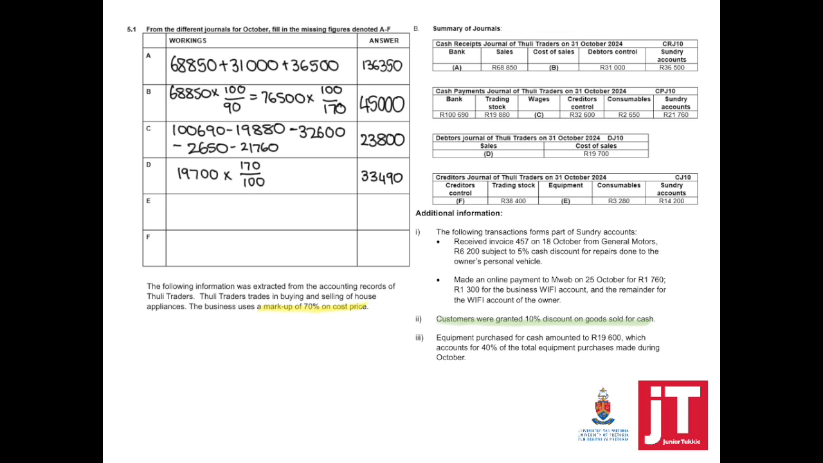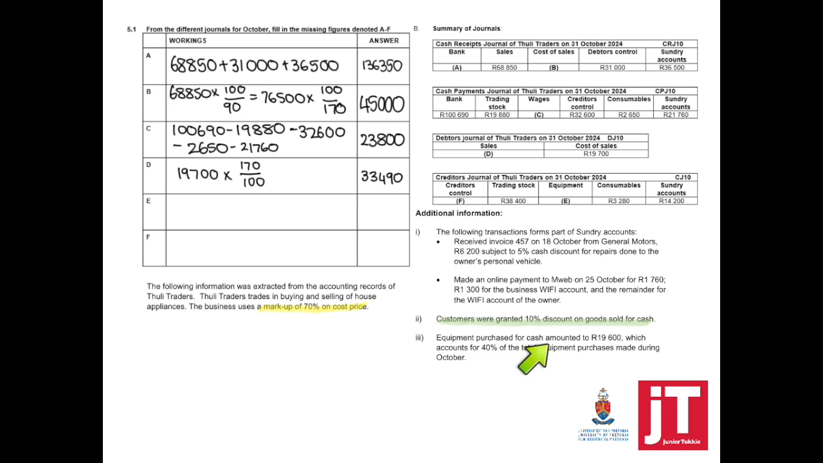Now to the creditors journal. So with the creditors journal, we first need to solve number E. And why is that? We cannot calculate F by adding trading stock, equipment, consumables, and sundry accounts because equipment is still missing. That's why we need to solve number E, equipment, first. So now we need to go to the additional information. And what does it tell us?